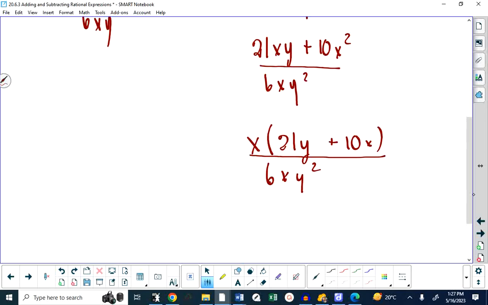Right. And I want to keep hitting this idea that it's all about factors and factoring. So the x on the top is a factor. The x on the bottom is a factor. Cancels. You're left with 21y plus 10 over 6y squared.